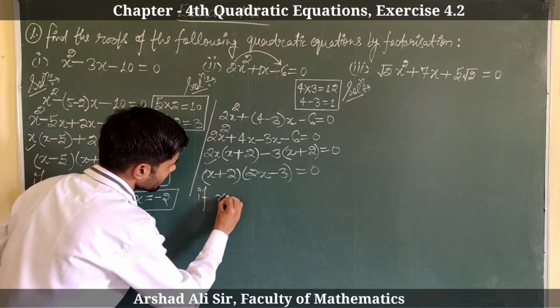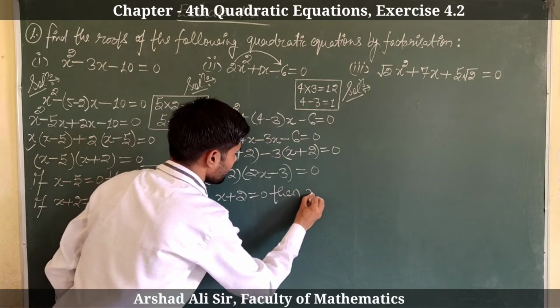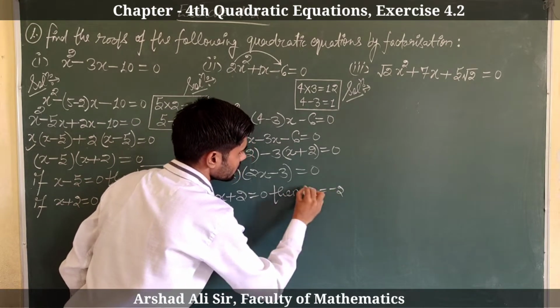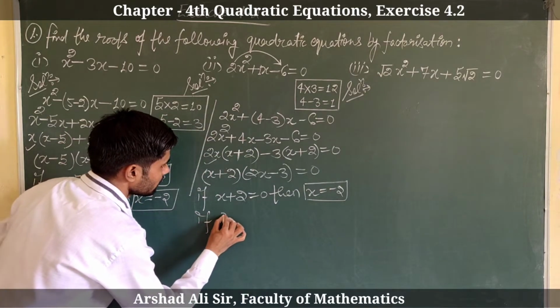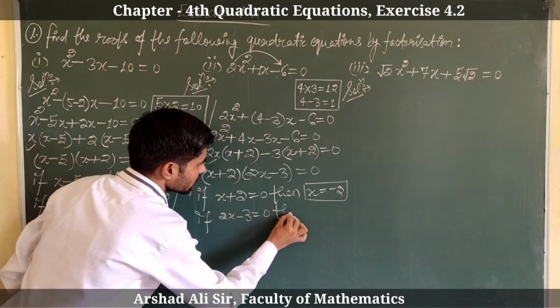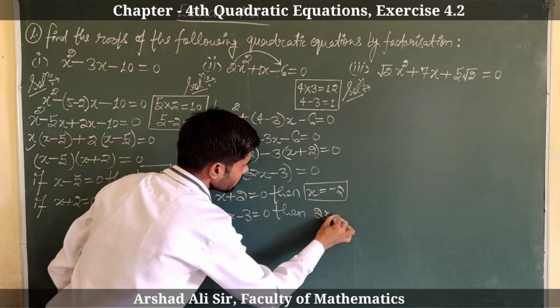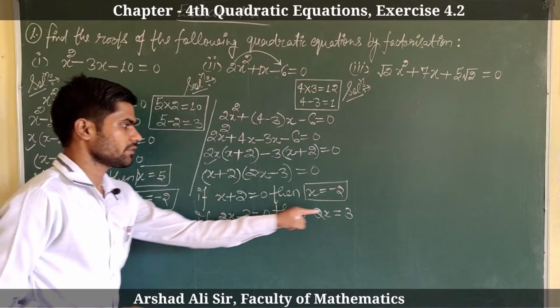If x plus 2 is equal to 0, then x is equal to minus 2, this is a root. And if 2x minus 3 is equal to 0, then 2x is equal to plus 3, because this is negative on the left side, this will be positive on the right side.